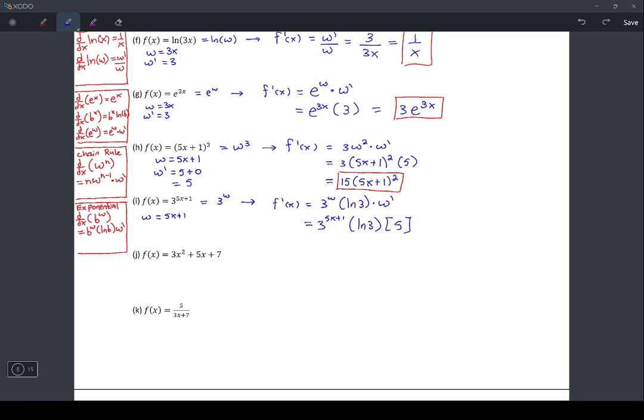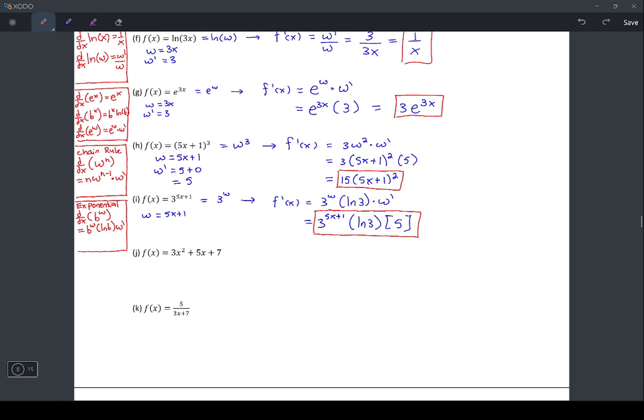And there's not much we can do. I wouldn't simplify that. And do you put the 5 in front? Do you put the ln 3? Like, what do you do? Maybe you put 5 ln 3 in brackets and then multiply by 3 to the 5x plus 1. But I mean, there isn't really a standard way to write this.